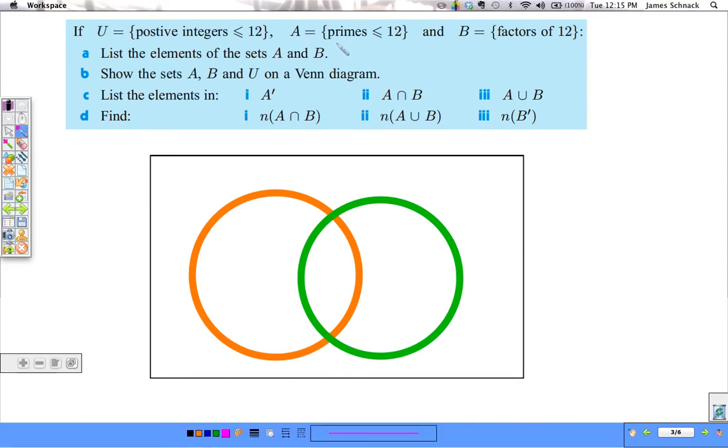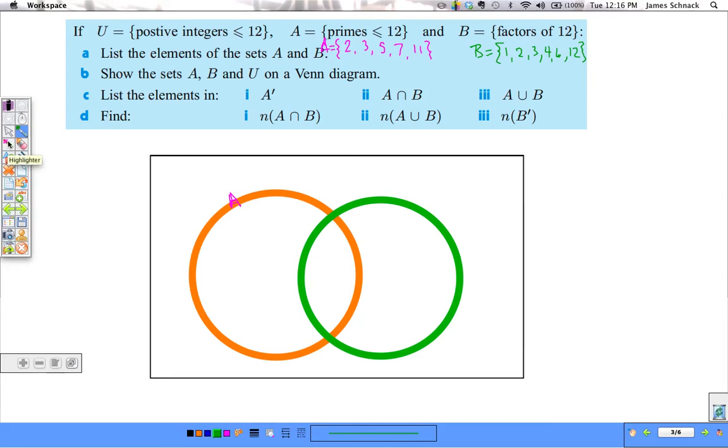And so prime numbers. One, we don't consider to be prime. 2 is prime, 3 is prime, 4 is not, 5, 6 isn't, 7, and 11. That is the set of our primes that are less than or equal to 12. That is set A. That's going to go in the orange circle. Now set B, factors of 12. Take a minute and write down what this set would be. It should have 1, 2, 3, 4, 6, and 12.